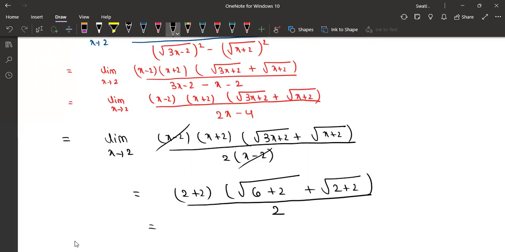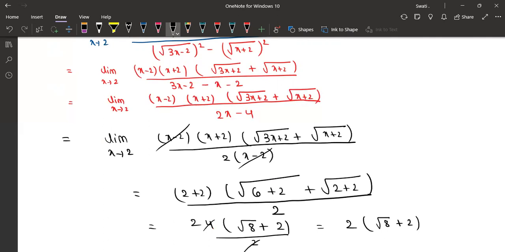That is it. So 2 plus 2 is 4. And in the bracket, we have root 6 plus 2, that is root 8, plus root 2 plus 2, that is root 4, that is 2 only. And this is 2. So of course, this will get cancelled. So 2 times 2 is 4. So we are getting 2, and inside the bracket, we have root 8 plus 2. So yes, this is the answer.